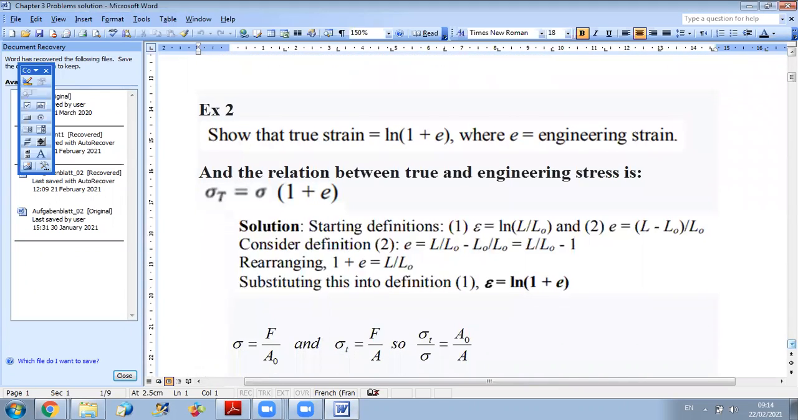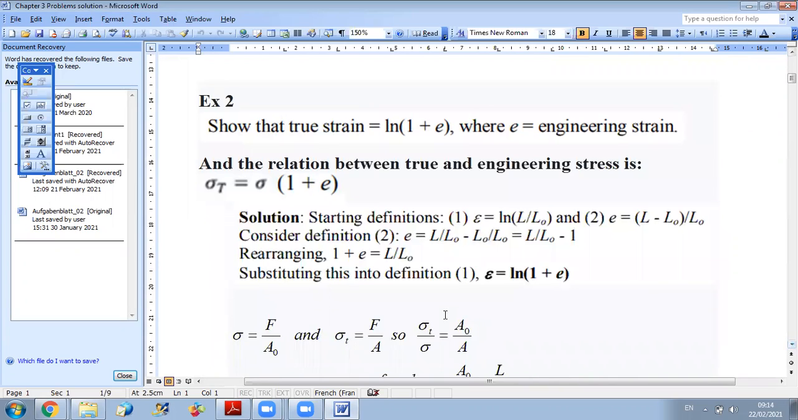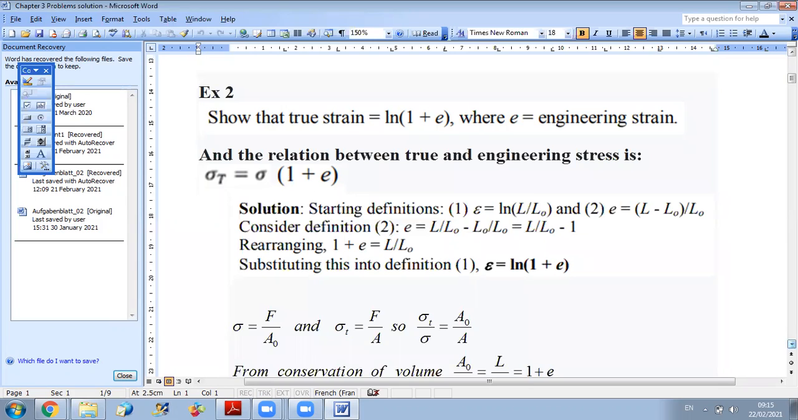Problem 2 shows that true strain is equal to a function of engineering strain. This part we did last time. We demonstrated that true strain is related to engineering strain by the following formula. Now we will demonstrate the second part, that sigma true is equal to sigma engineering times 1 plus epsilon engineering. To demonstrate this, always go back to the definition.